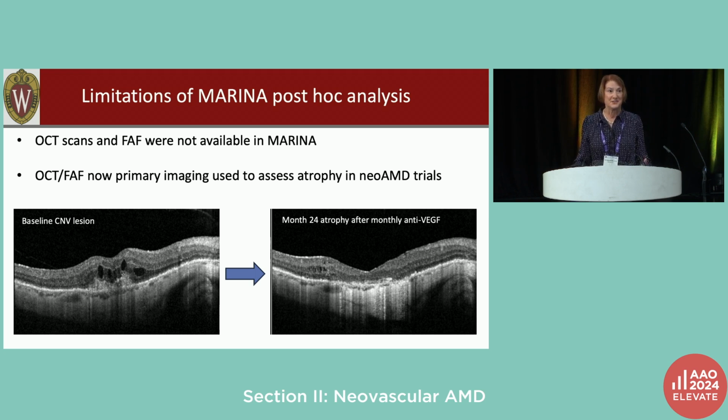So autofluorescence and OCT are the primary imaging systems that are used to assess atrophy in clinical trials, and in clinic we really rely on OCT. You can see a baseline CNV lesion. This is not from the Marina trial, but CNV lesion with fluid, and monthly treatment led to central geographic atrophy.